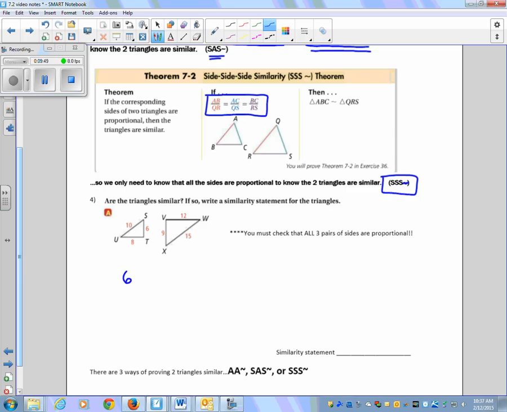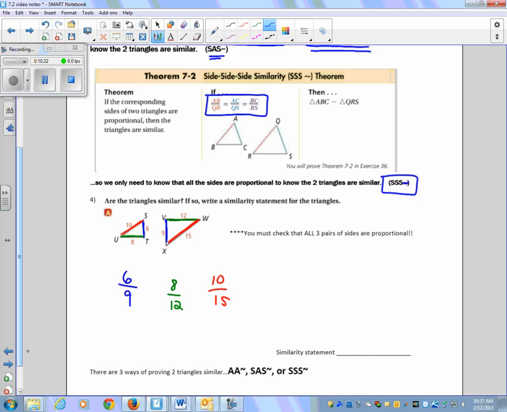So the smallest side here is 6. The smallest side on this one is 9. So I'm going to use the ratio 6 to 9. If I'm going to do the medium side to the medium side, it's going to be a ratio of 8 to 12. And if I do the longest side to the longest side, it's going to be a ratio of 10 to 15. Now, remember we said there's two ways of checking if things are similar using sides.